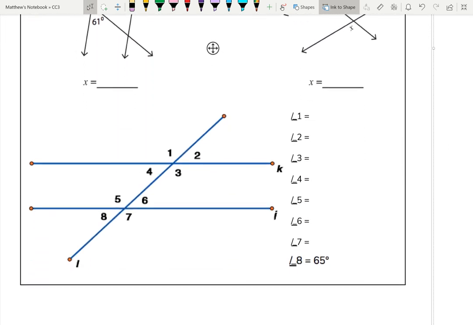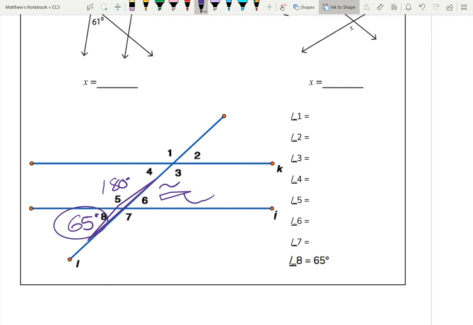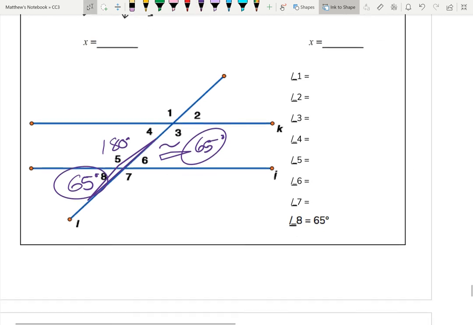And then you're going to have one more of these where you're given the measure of angle 8, for example, and then you can look at which ones make straight lines that add up to 180 and which ones are across from each other, meaning they are the same when they're vertical. And then fill in all of the missing angle measures.